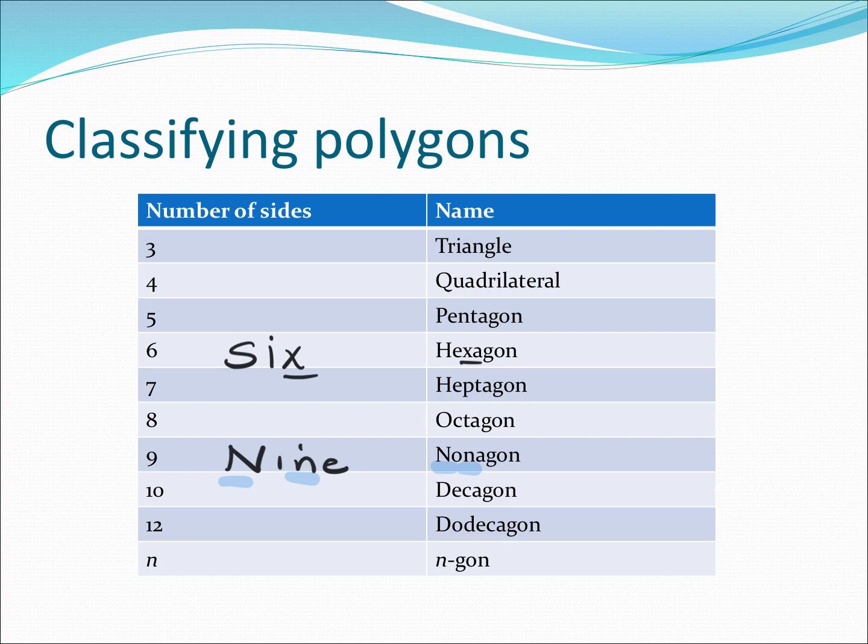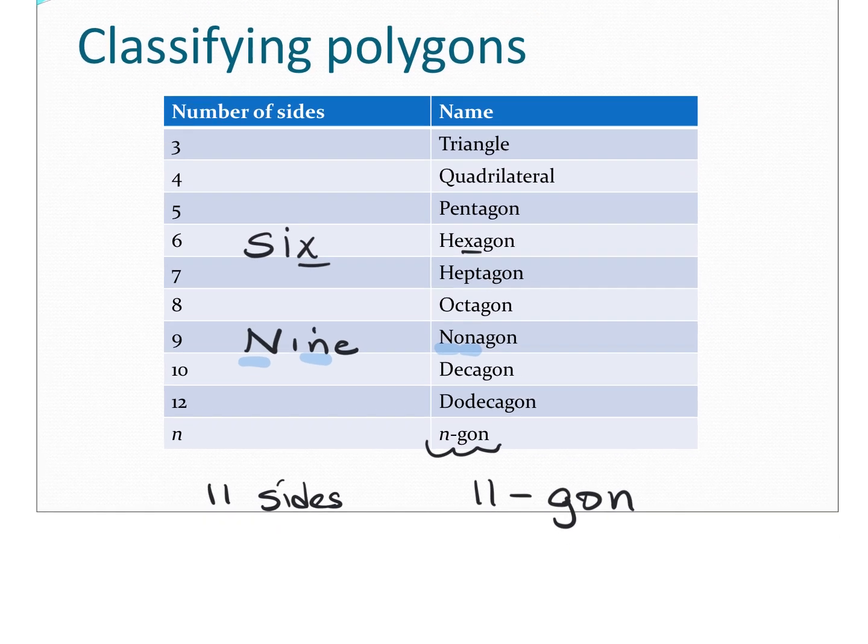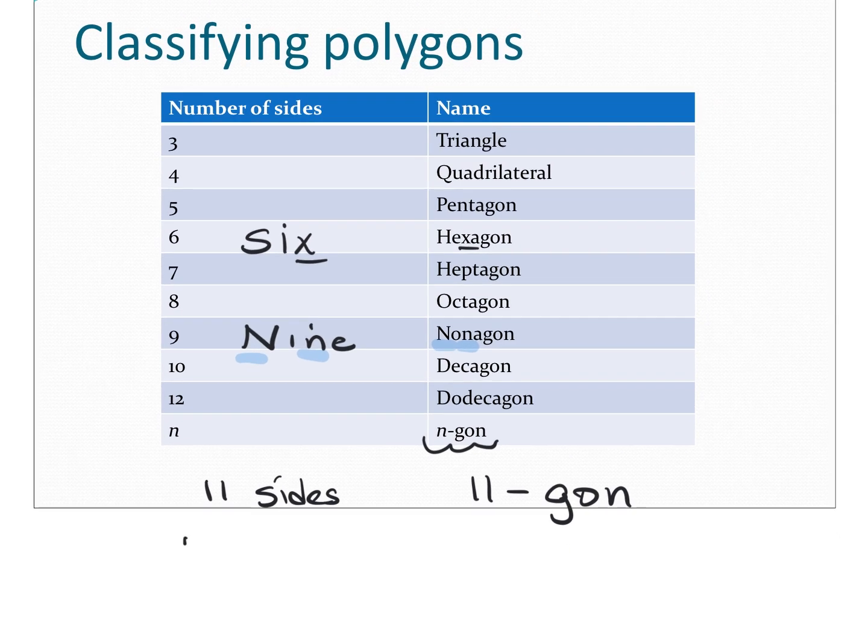eleven. I'm not going to require you to memorize any other polygon names. So if I ever ask you to refer to an eleven-sided figure, what you're going to use is this rule here. When it's got eleven sides, you're just going to describe it as 11, a dash, and then gon. If I ask you to describe a 100-sided polygon, again, all you would do is 100 dash gon. So the only ones that I'll require you to know are what's in the chart here.